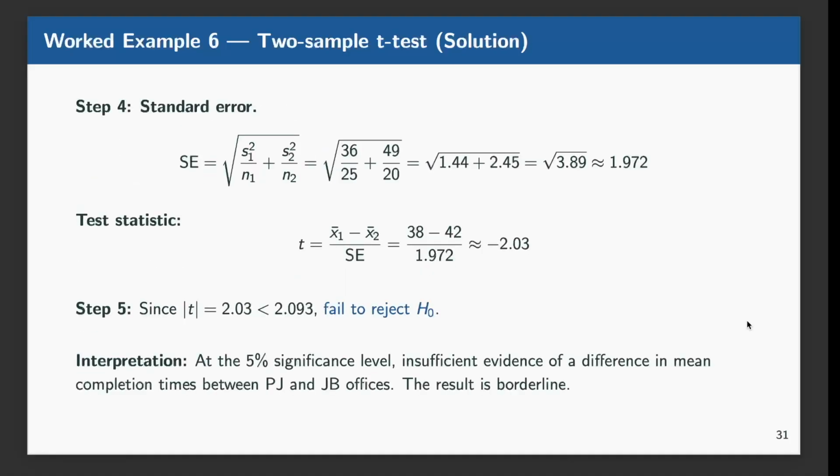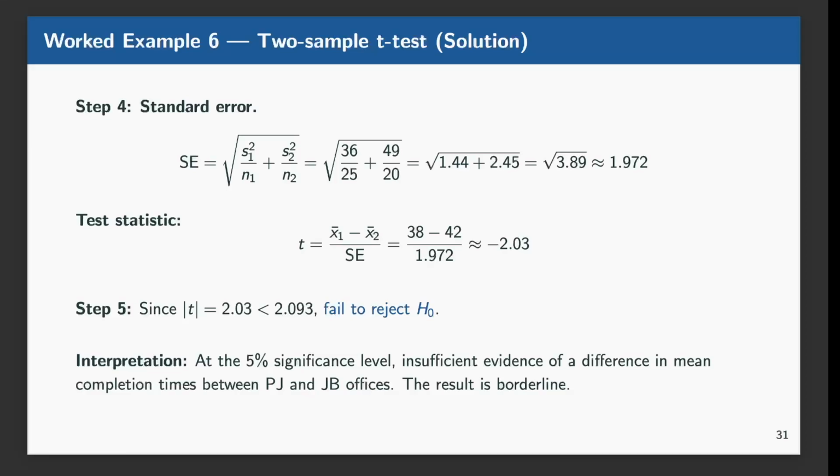Step 4. First, the standard error. We take the square root of 6 squared over 25 plus 7 squared over 20. That is the square root of 1.44 plus 2.45, which is the square root of 3.89, approximately 1.972. Then the test statistic itself, 38 minus 42 divided by 1.972, which works out to approximately negative 2.03.